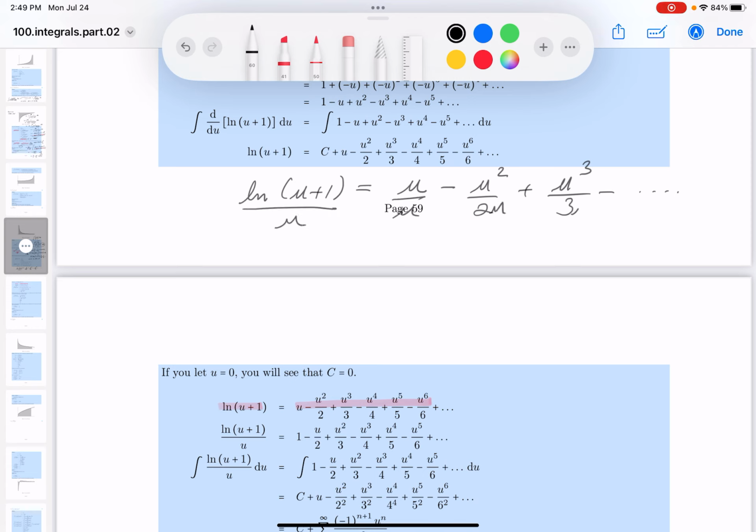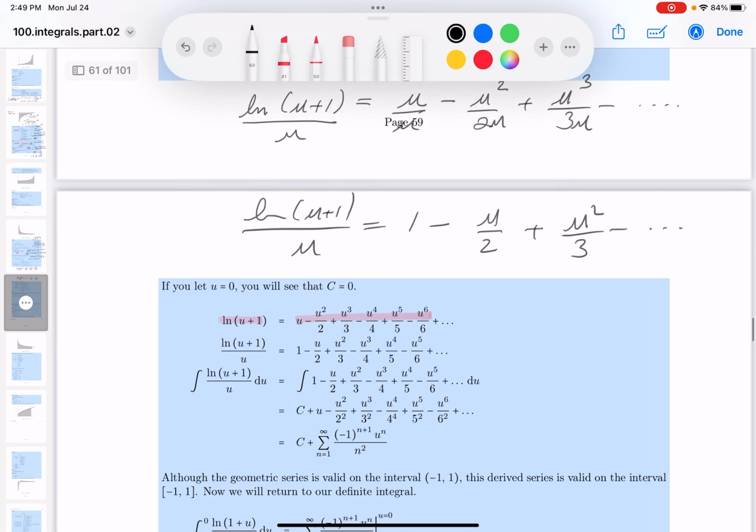Every term is being divided by u now. So ln u plus 1 over u is going to be 1 minus u over 2 plus u squared over 3 minus yada, yada, yada. It's got an easy pattern to it, by the way. All right. Then the question is, what are you doing with this guy over here? It does get more difficult, but we have to integrate this guy.